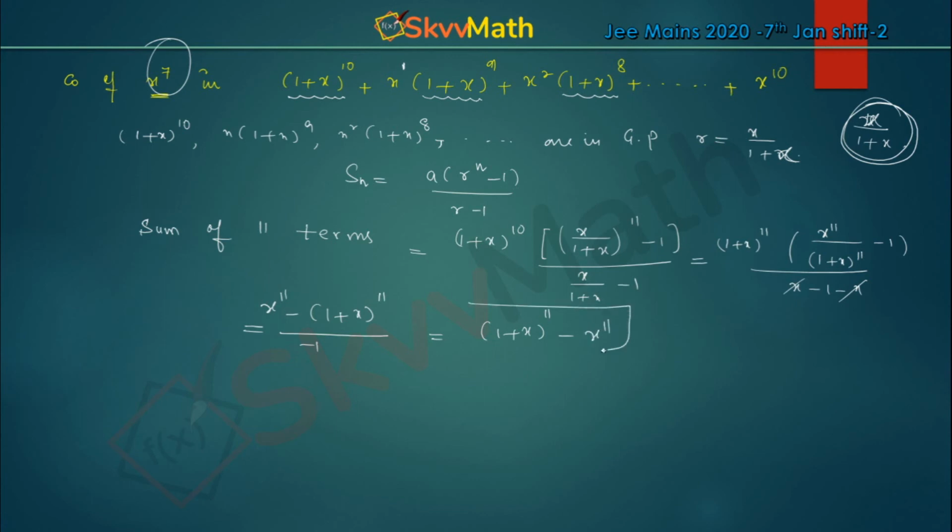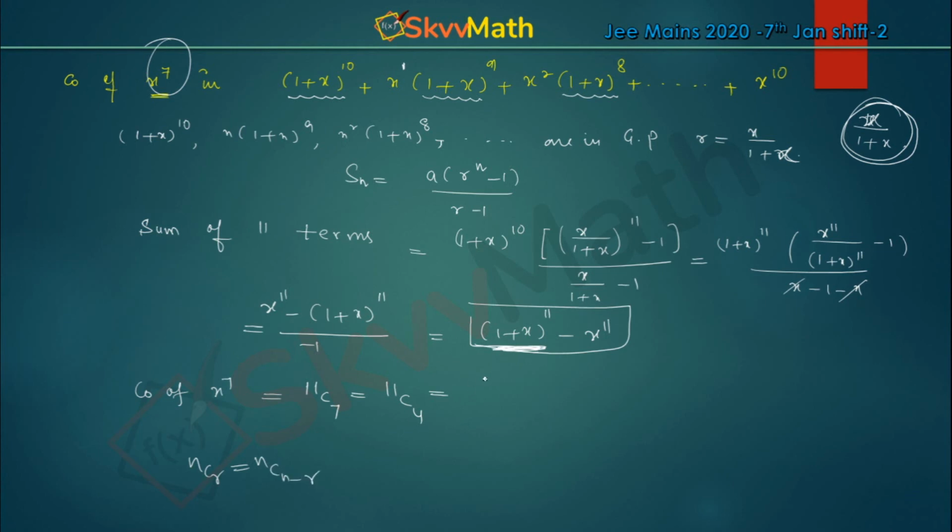Now in this we want the coefficient of x^7. The coefficient of x^7 required is the coefficient of x^7 from (1+x)^11, which is 11C7, and there is no x^7 in the latter term. So 11C7 is the same as 11C4, using the formula nCr = nC(n-r), right?